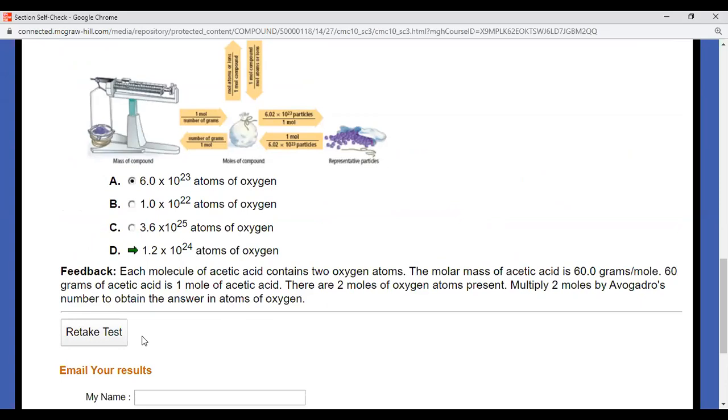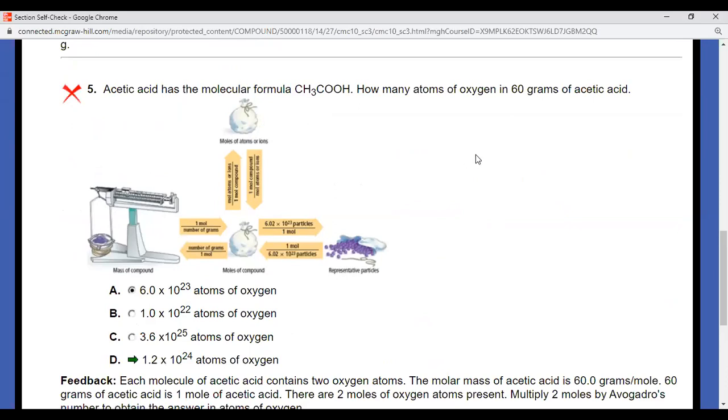Each molecule of acetic acid contains 2 oxygen atoms. The molar mass of acetic acid will be 60, as we calculated. So 60 grams of acetic acid is 1 mole. There are 2 moles of oxygen atoms present. Multiply 2 moles by Avogadro's number equal what?